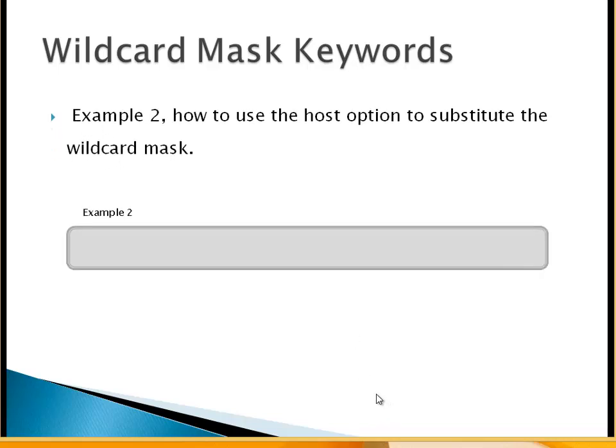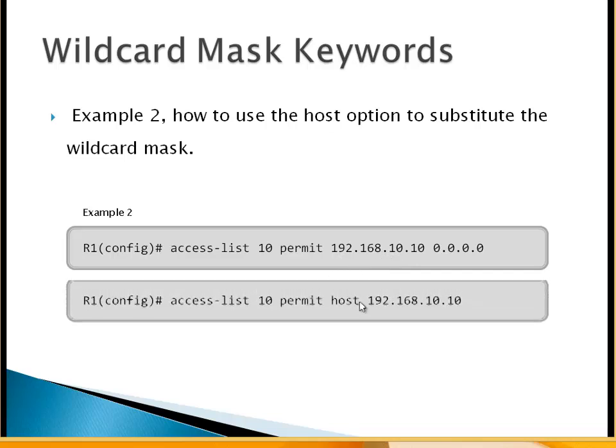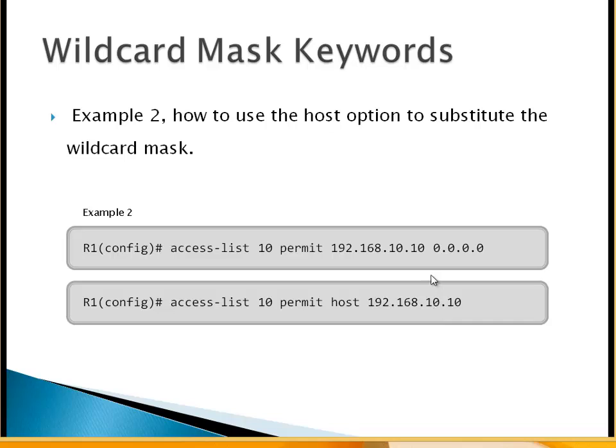Now we have the host option to substitute the wildcard mask. For example, access list 10 permit host 192.168.10.10. We are matching the first, the second, the third, and the fourth octet, so we want to match only this IP address. If we're matching only this IP address, then we can write host in front of the IP address. We don't have to write down the zeros. We can, it's not wrong, it's just that host makes more sense. Put host in front, then the IP address.